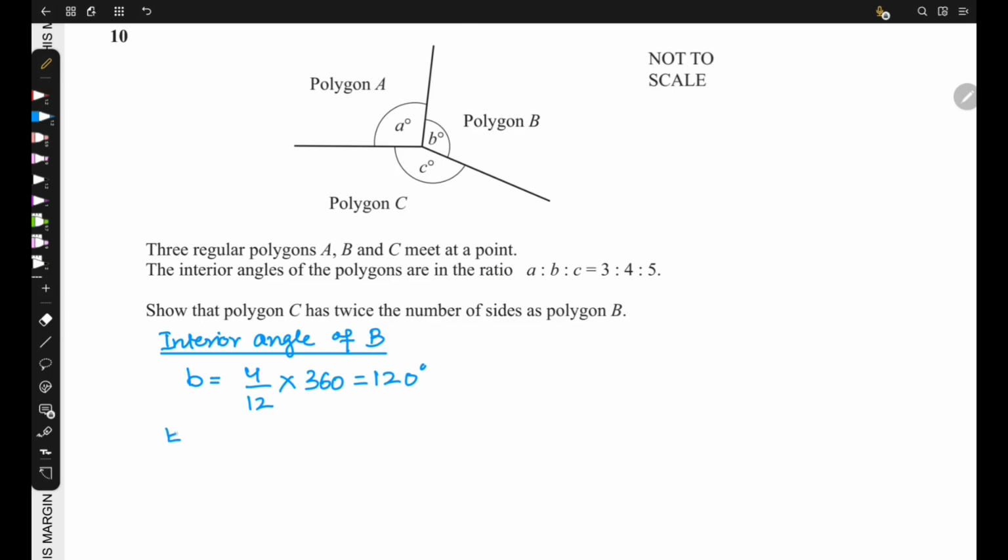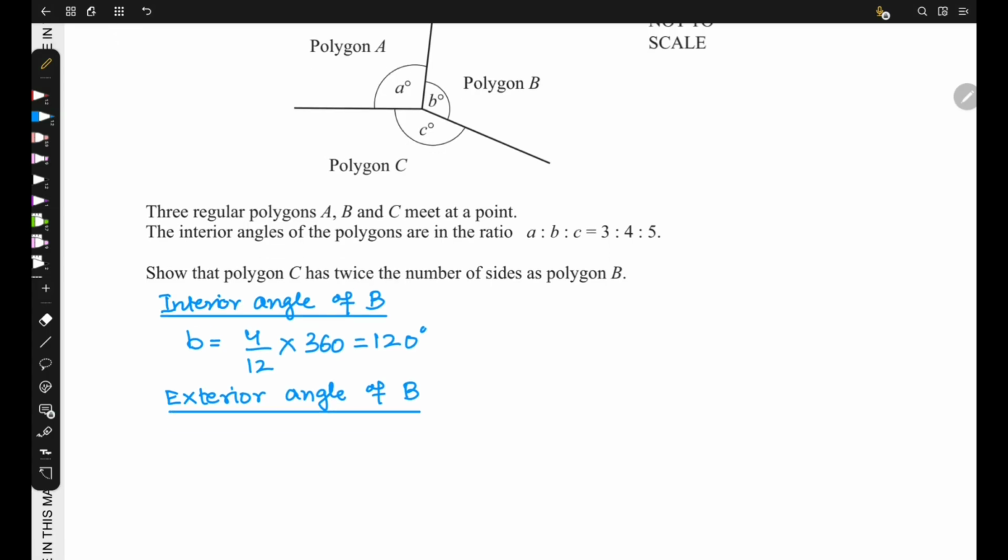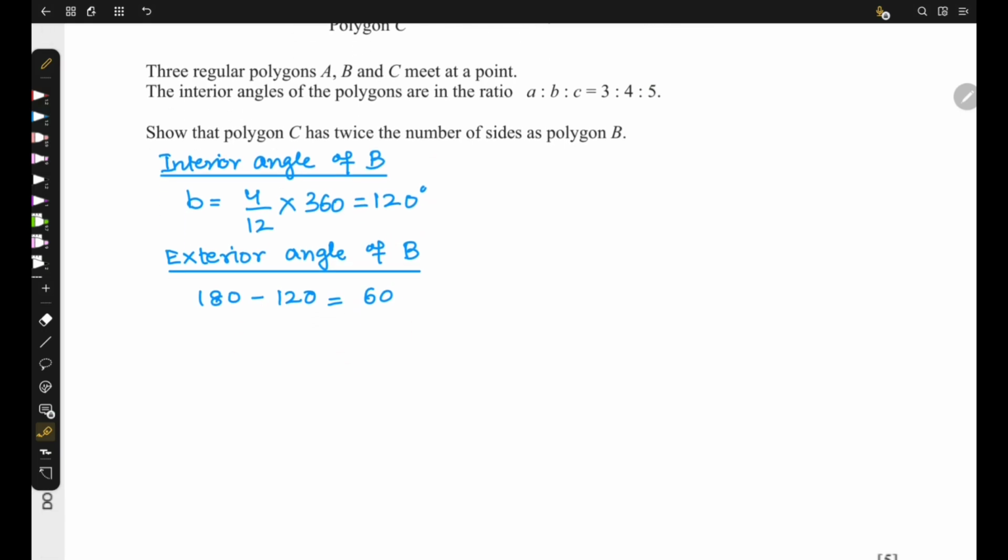Now how can we find the exterior angle of B? It's very easy, because we know that interior angle and exterior angle are supplementary angles of each other. So in order to find the exterior angle, we just have to subtract 120 from 180. 180 minus 120 is 60. Because we cannot find the number of sides with the help of interior angles only, we have to find the exterior angles.